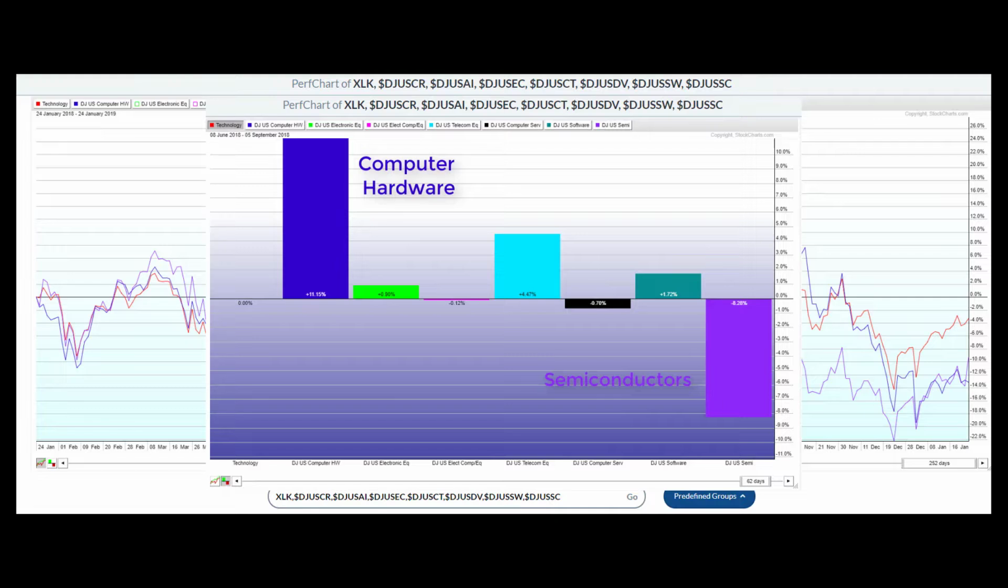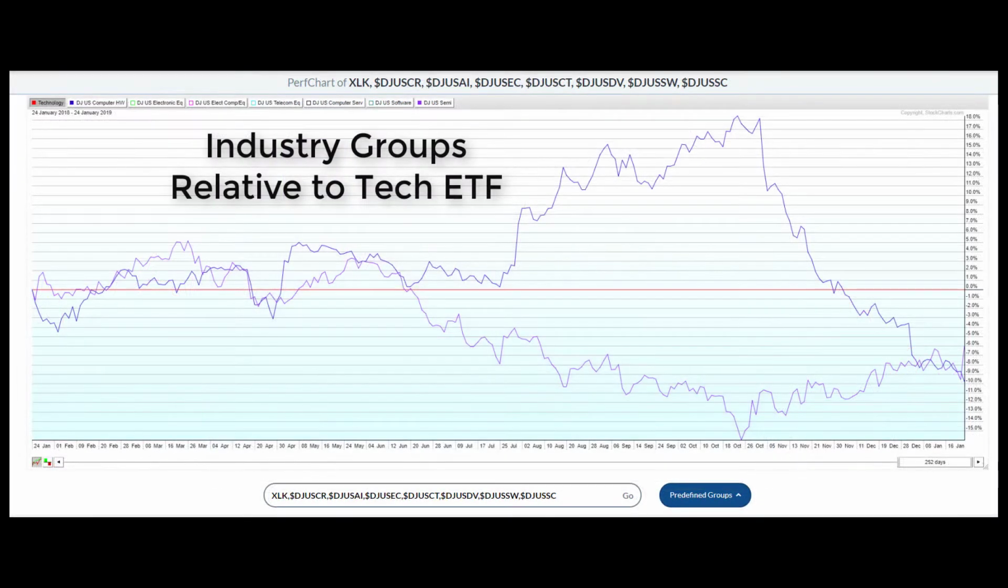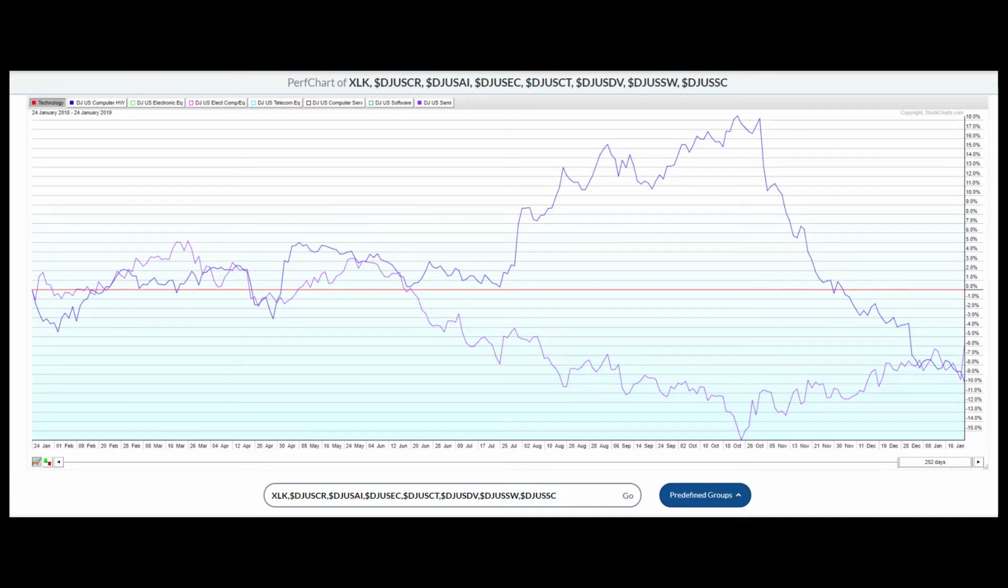This screenshot shows the performance chart in a bar chart style. You see computer hardware and semis diverge in their performance about the 1st of July 2018. The next slide shows the performance of each sub-sector industry group relative to the technology sector ETF XLK. The arrow shows that when computer hardware's performance peaked and began to go down, the semiconductor group's performance began to move and improve.